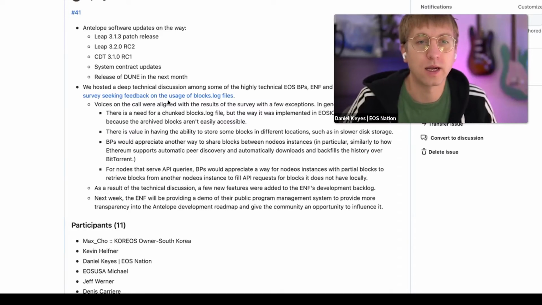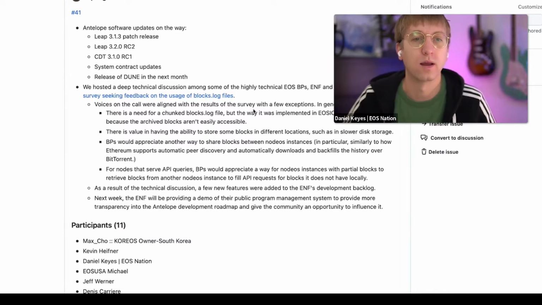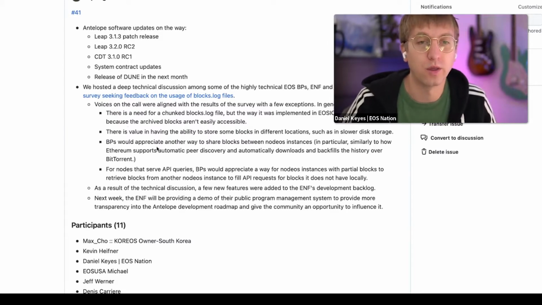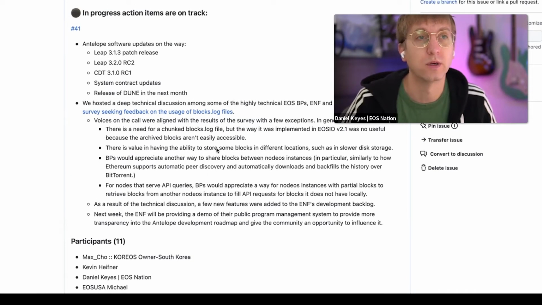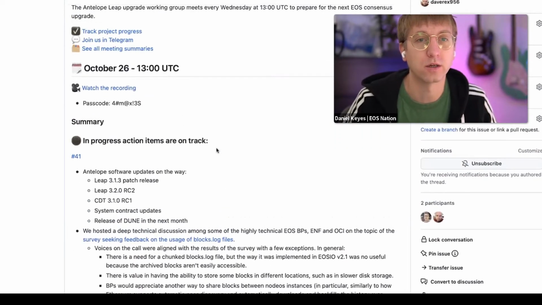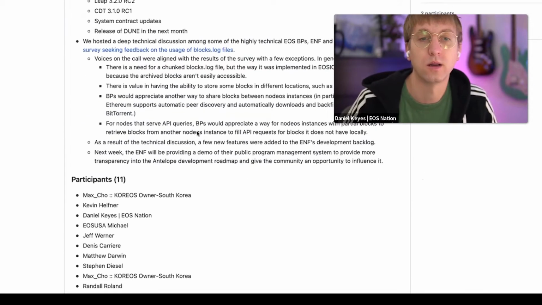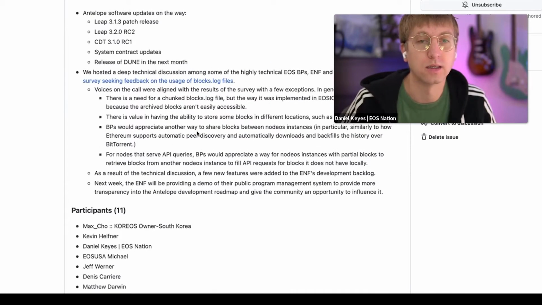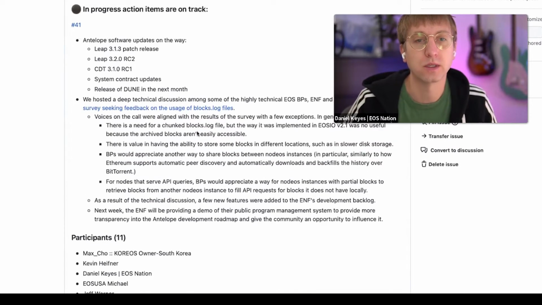And then last week we had the technical discussion on Blocks.log files. The TLDR for that one is, yes, Blocks.log file splitting is needed, but no, not the way it was done in 2.1. So they captured the very high level summary here. I think Stephen probably took some more detailed notes and added some features on the backlog coming out of this conversation. So I think it was a productive conversation. If you missed it and you want to watch the full recording, it's here. And like I said, today we are going to be talking about the program management system.